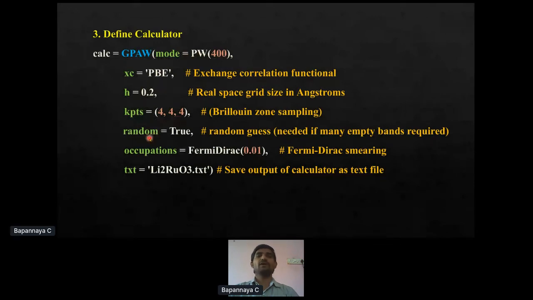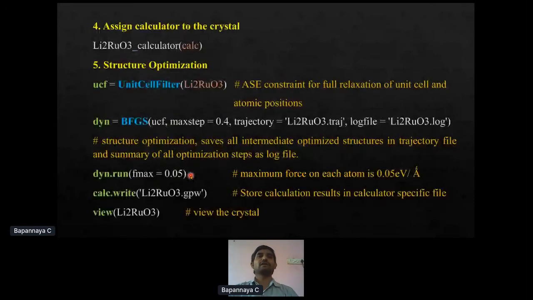The initial wavefunctions are a random guess. If more empty bands are required, that is enabled, that is true. And occupations are from Fermi-Dirac, which has a width of 0.01 electron volts, and the output of the calculations, all data, will be saved in a text file. And then this calculator has to be attached to the crystal we have defined in ASE, that is Li2RuO3.